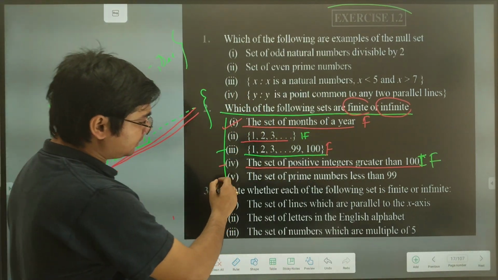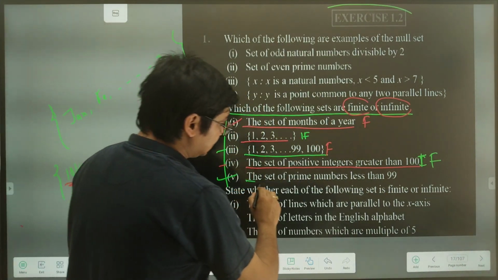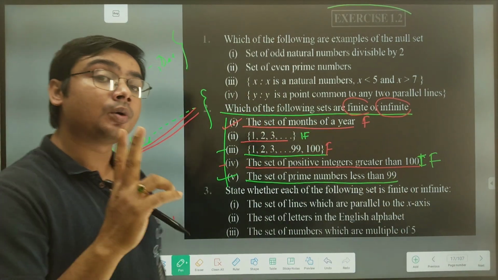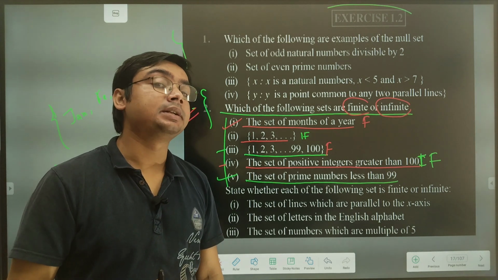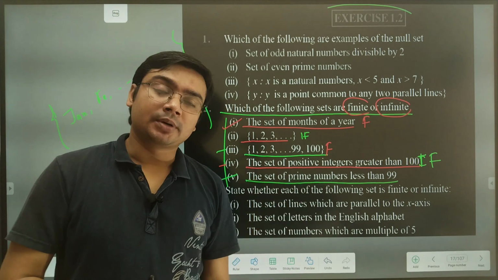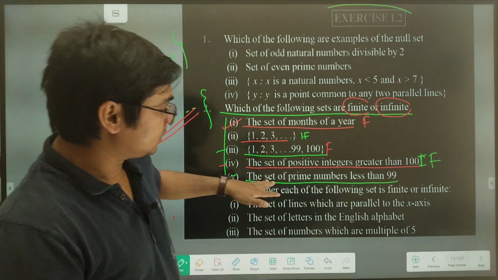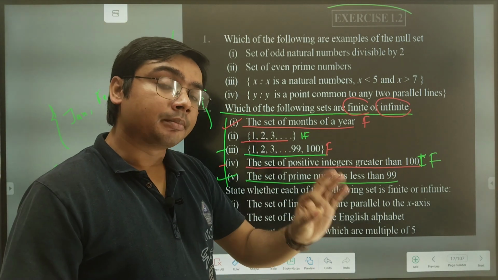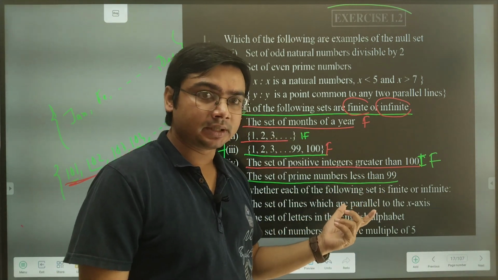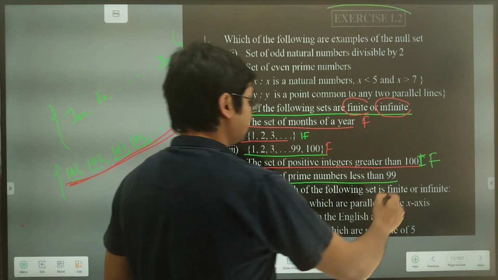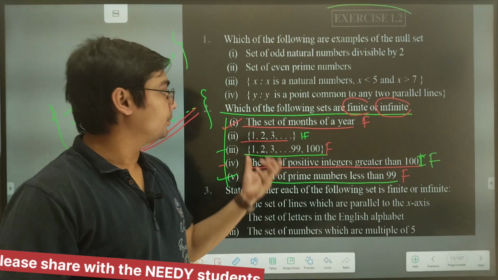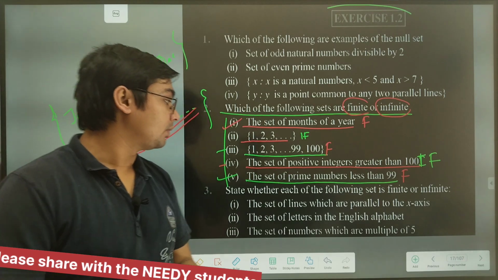Now come to question number 5. The set of prime numbers less than 99. The set of all the prime numbers which are less than 99 will definitely contain a definite number of elements, so this is a finite set. Hope all of you can solve this question. Now come to the next question.